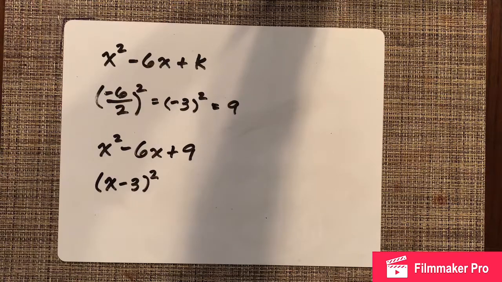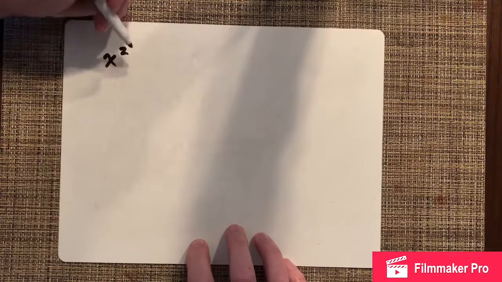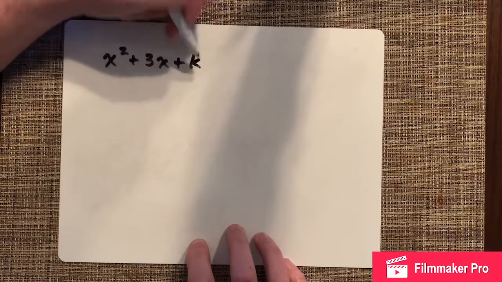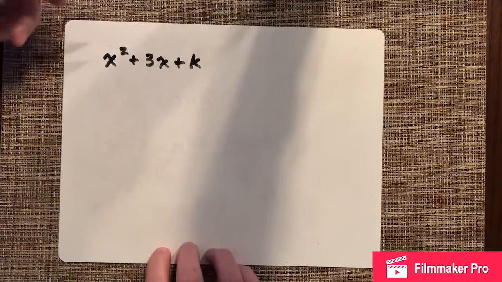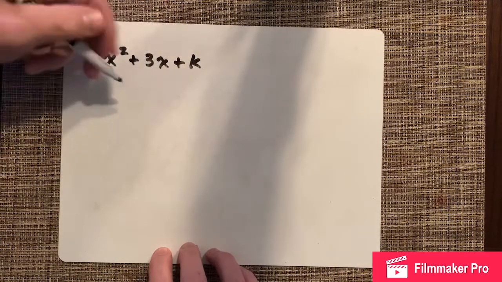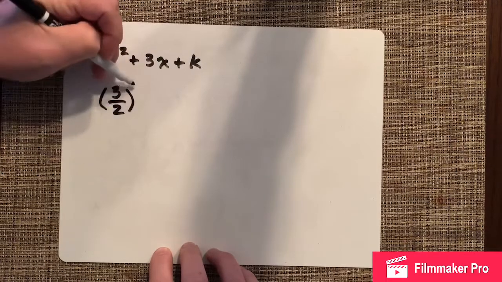Okay, now let's see one where this number in the middle right here is not an even number, it's an odd number. So let's do, this time, x squared plus 3x plus k. This time you're still going to do the same thing. You take the middle number here, 3, divided by 2, and then square it.